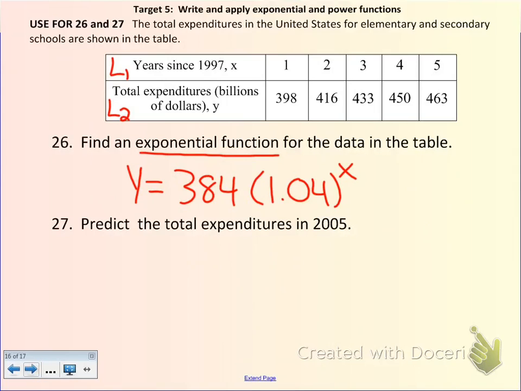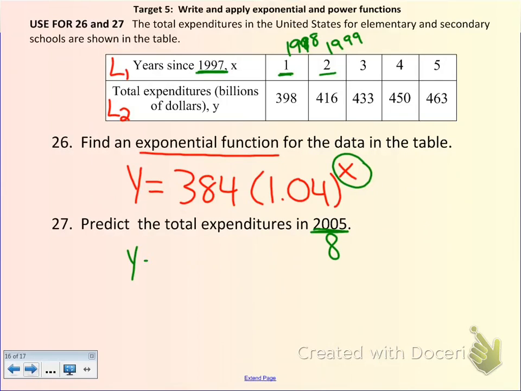And then number 27 here says, predict the total expenditures in 2005. Well, our x has to do with our year, so we're going to plug something into x, but do not plug in 2005. We want to find out how many years it's been since then. So 1997 is year 0. Year 1 would be 1998. Year 2 would be 1999, and so on. So what year would it be for 2005? Well, 2005 is going to be year 8.